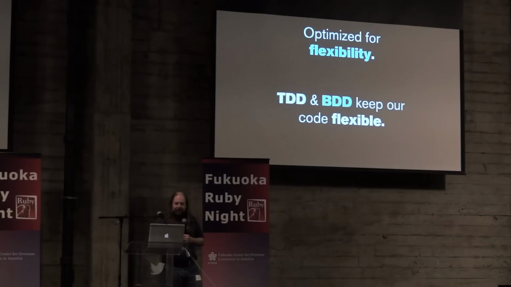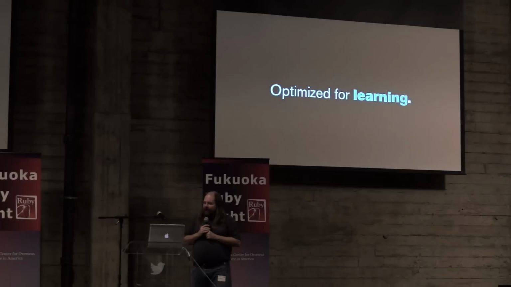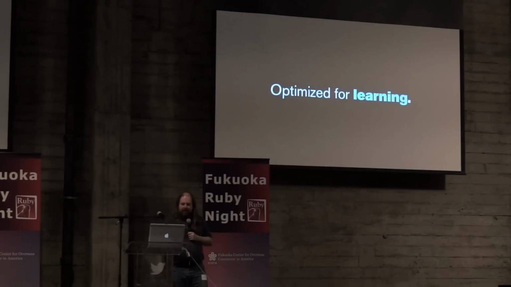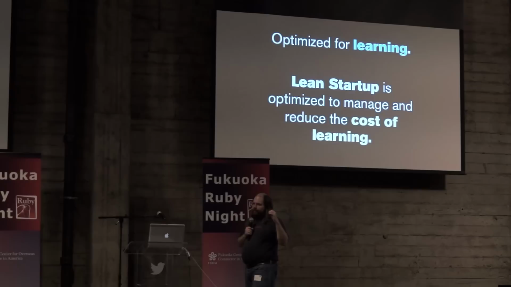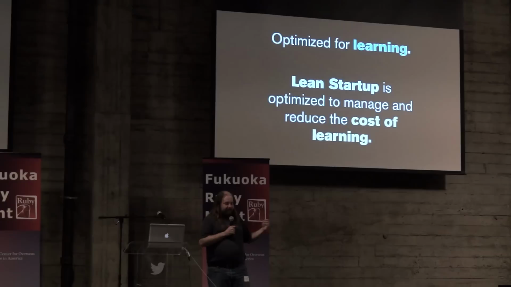Lean is really optimized for learning. Lean startup is really optimized to manage and reduce the cost of learning. And one of the things to think about, one of the things I talk a lot about, is how do you learn something as cheaply as possible? There's great languages like Ruby and Rails that our friend Matz here gave us. And that's great because it reduces the cost of coding. It makes you able to produce things faster.